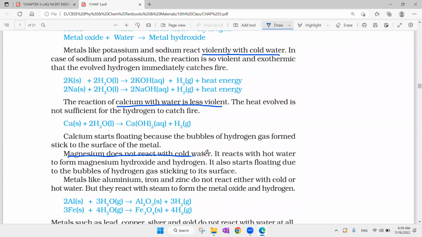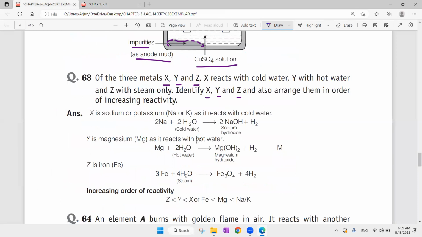Magnesium does not react with cold water, but it reacts with hot water. And zinc and iron do not react with cold or hot water, but they react with steam. From this, you can extract the answers, isn't it?